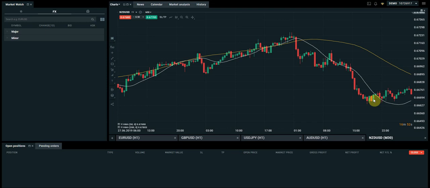Let me show you how easy and simple it is and effective it is to create a little strategy that will allow you to take every time these moving averages cross from above to below or below to above a trading position in the marketplace with full risk management.